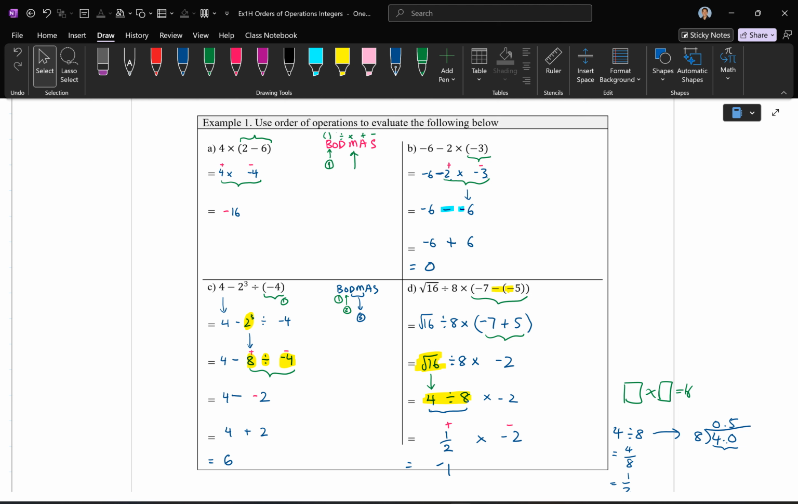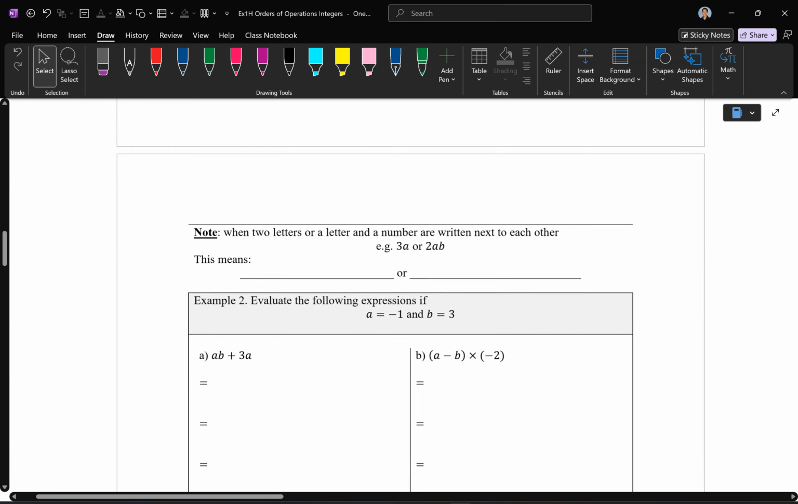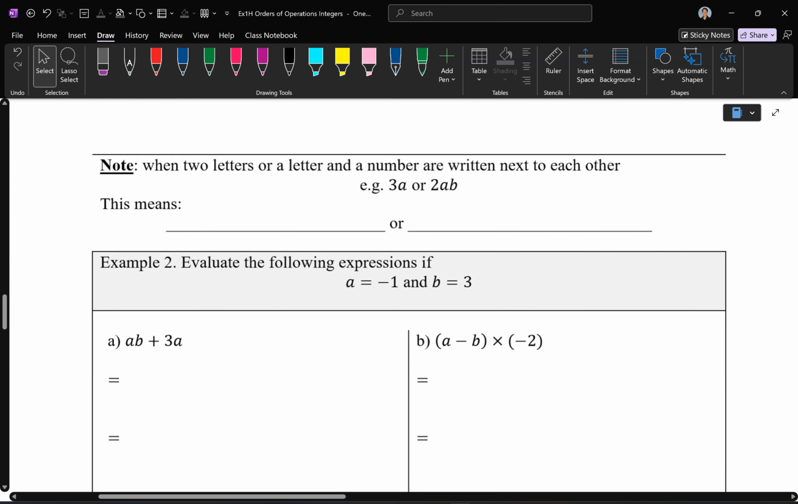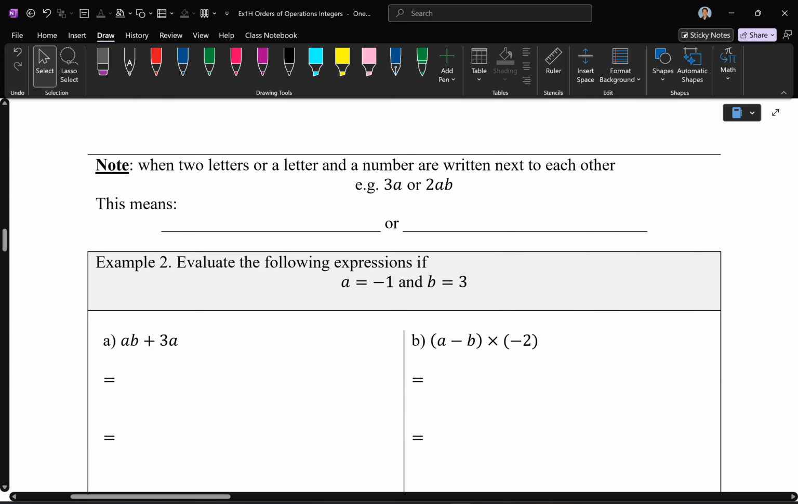This is what you need to know for fluency. Turn over to the next page. I only just want you to copy the notes, which is on the top part, okay? You don't need to solve the bottom part unless you're willing to or want to. Just this bit here. Note when 2 letters or a letter and a number are written next to each other.